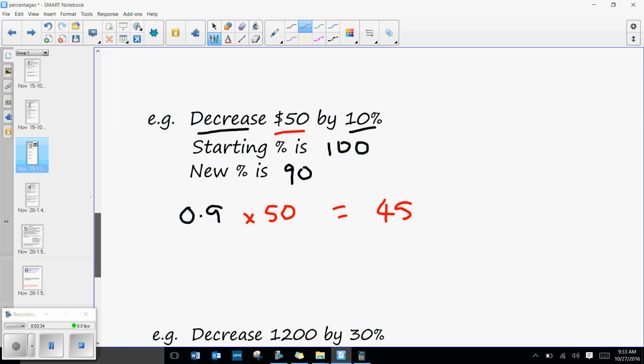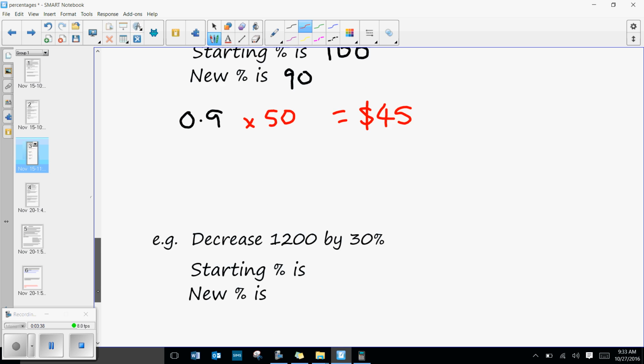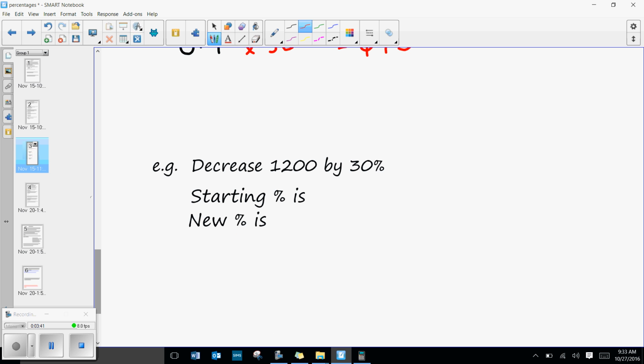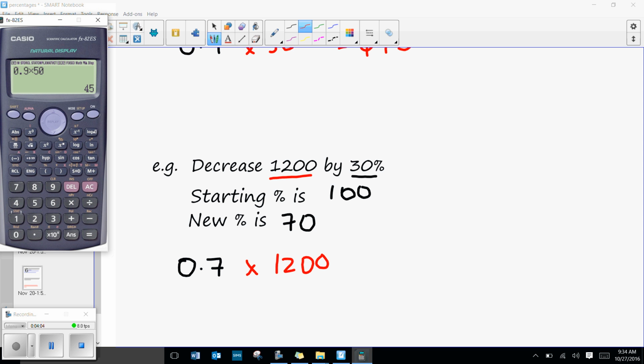Decreasing 1200 by 30%. The starting percentage is 100. We're decreasing by 30, which now leaves us with 70%. So we're finding 0.7 multiplied by, in this case, 1200. So 0.7 multiplied by 1200 gives 840.